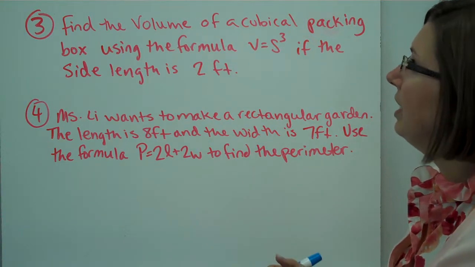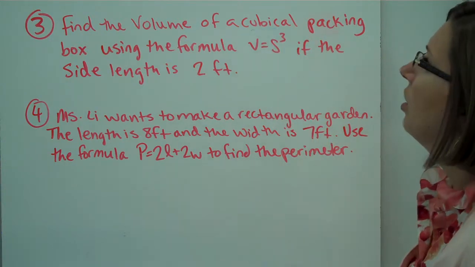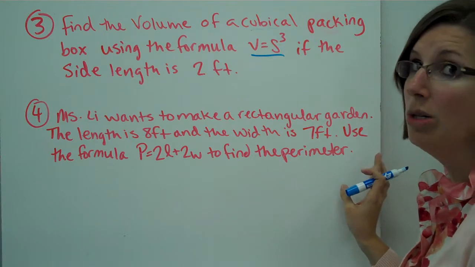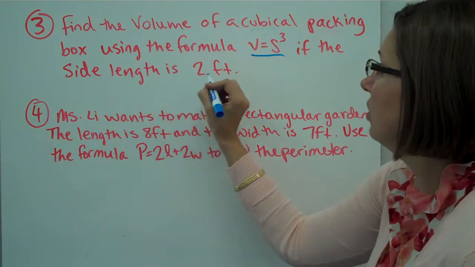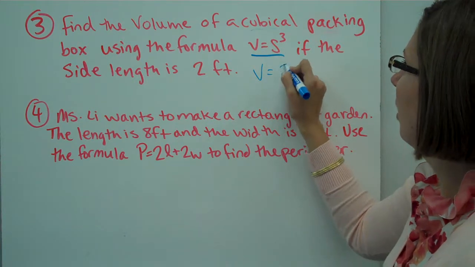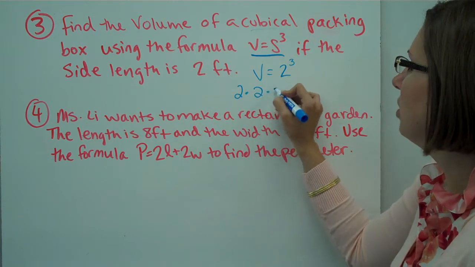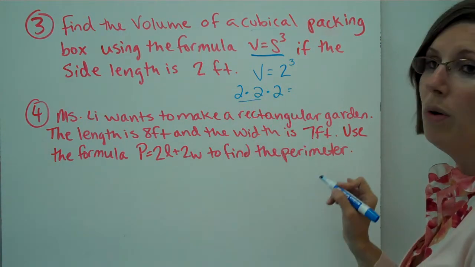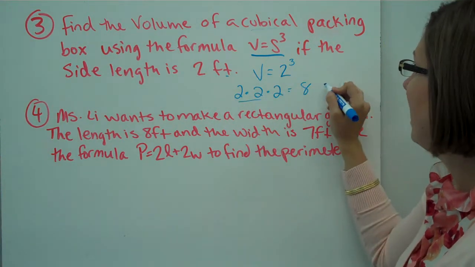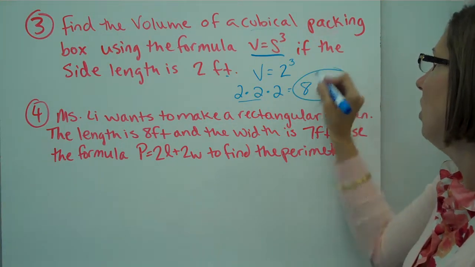Alright, so I'm finding the volume of a cubical packing box using the formula V equals S to the third power, or S cubed, if the side length is 2 feet. So S is 2, so instead of S, I'm going to write the number 2, and I'm going to cube it. That means 2 times 2 times 2. 2 times 2 is 4. 4 times 2 is 8. So this is 8 feet, and the units are actually cubed when we talk about volume.